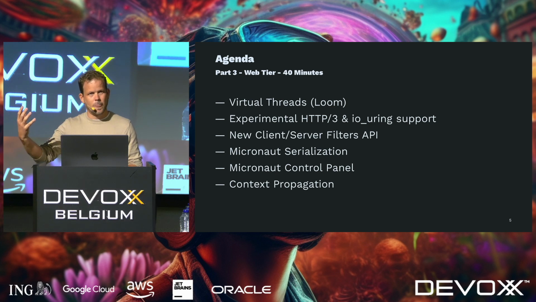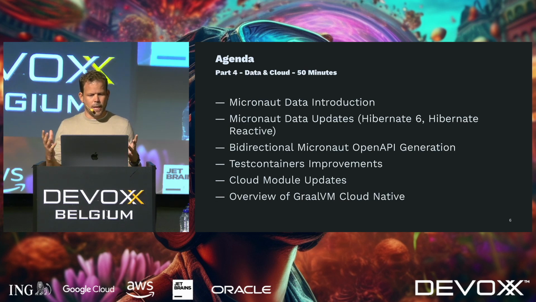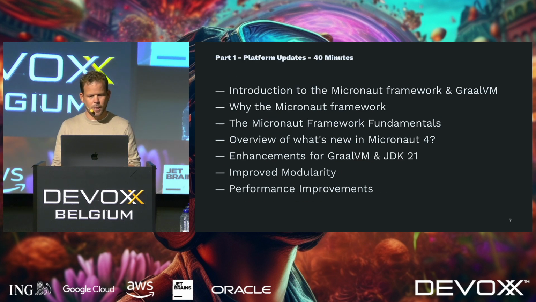We'll look at the web tier: what we've done there with virtual threads, HTTP/3, IO Uring, the new client and server filters API, Micronaut Serialization, the control panel, context propagation, and so on. And we will look at data and cloud: the updates in Micronaut 4 for Micronaut Data, the work we've done on OpenAPI generation, Testcontainers, the cloud module updates, and also an overview of GraalVM Cloud Native. Okay, so let's get started.